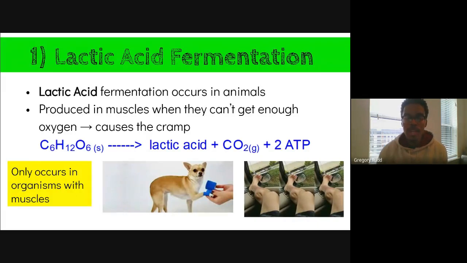So take the time to write down everything that you see on this slide. Lactic acid fermentation occurs in animals. It's produced in muscles when they can't get enough oxygen, and this causes a cramp. And please also write down this chemical equation as well.